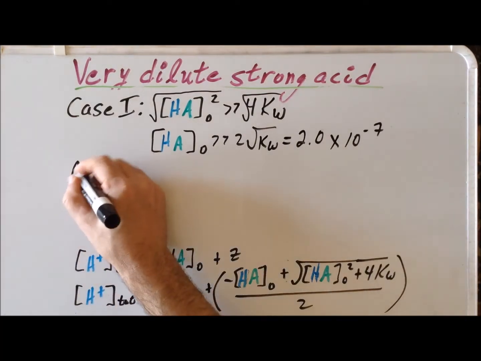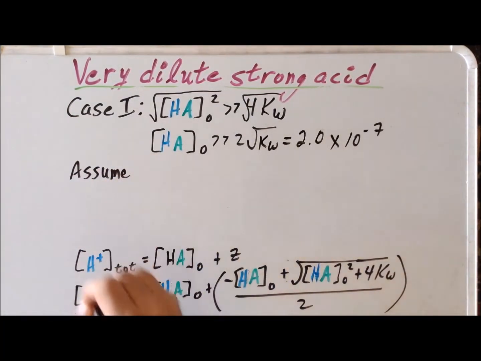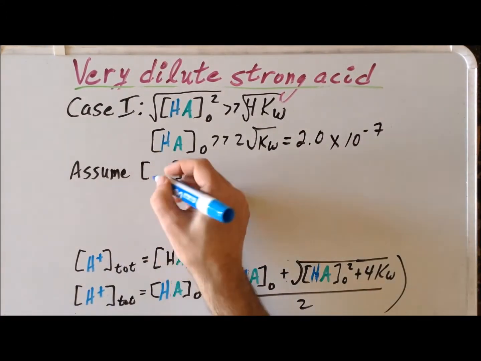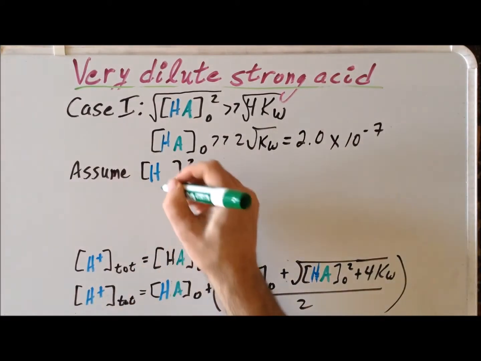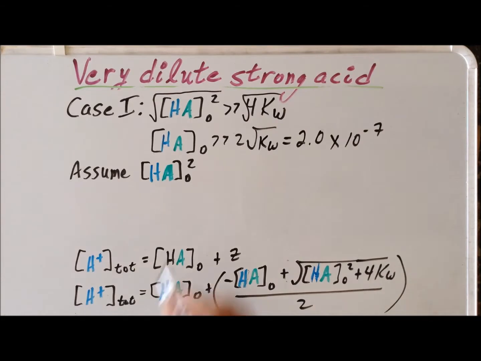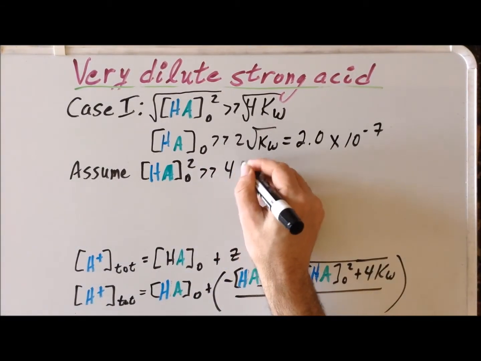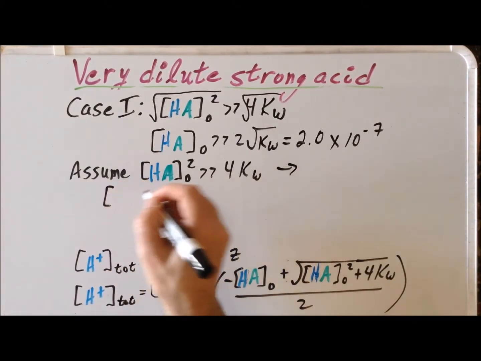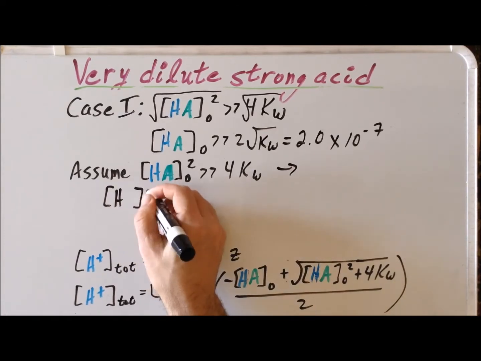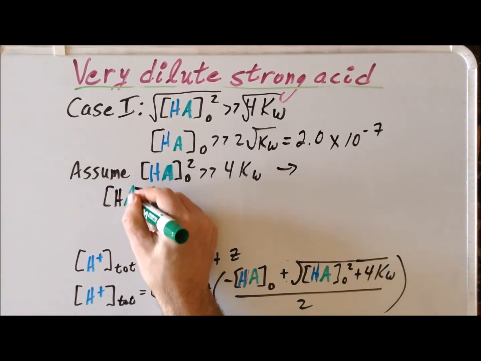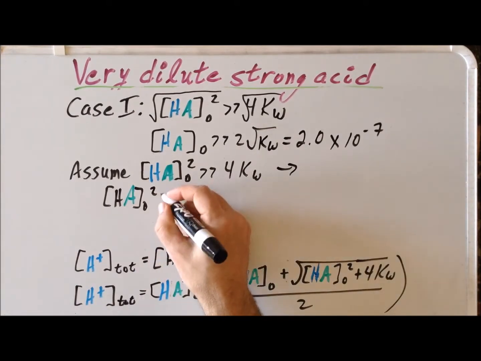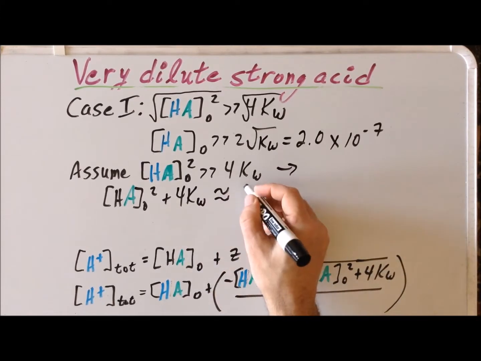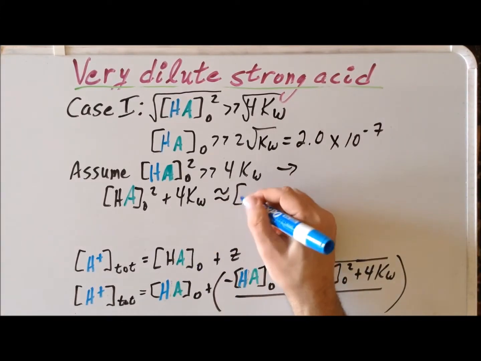So now if we assume that the concentration of HA squared is very much greater than 4kW, this leads to the consequence that the expression, the concentration of the strong acid squared plus 4kW, is basically just equal to the concentration of HA squared.